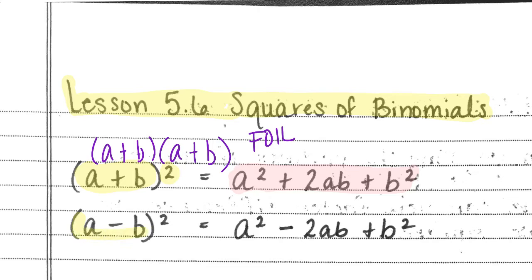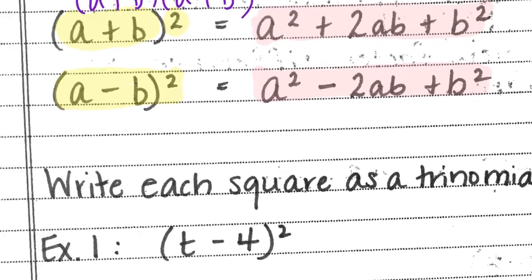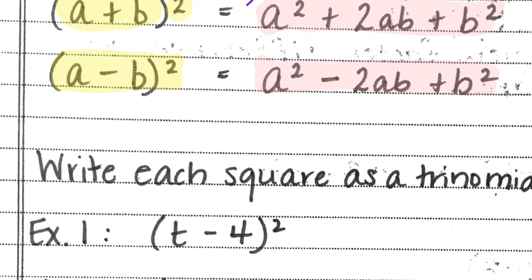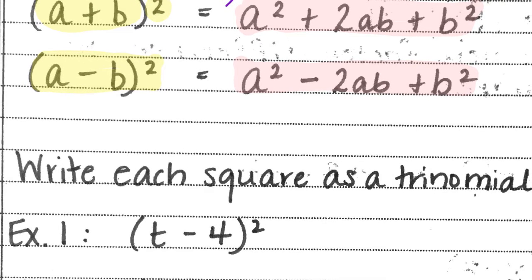If I have a minus b quantity squared, again, you're FOILing a minus b times a minus b. You end up with a squared minus 2ab plus b squared. So the first part that we're going to look at is we're just writing these as a trinomial. So they're asking us to write it as a trinomial.